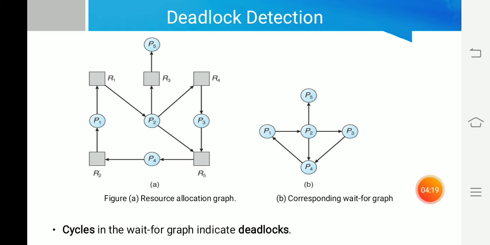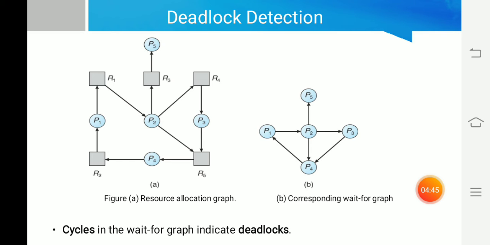Similarly, from process 2 to R5 there is one arrow, and from R5 to P4 there is one arrow. So we remove R5 and directly combine P2 with P4. You can see in the second diagram, P2 to P4. Similarly, we have combined P4 to P1 and P3 to P4. That is the wait-for graph.